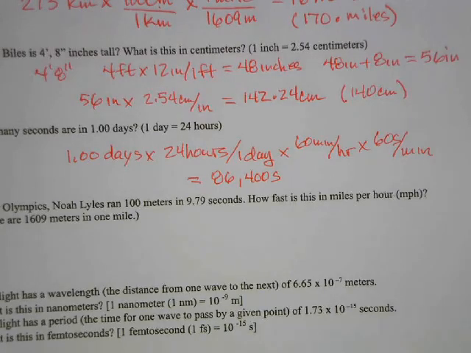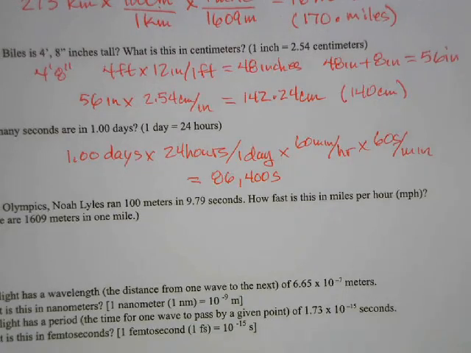All right, also in the Olympics, Noah Lyles won the 100 meters. He ran 100 meters in 9.79 seconds. So the question is, how fast is this in miles per hour? Interestingly, if you actually watch the race, they not only showed how fast it was in miles per hour, but they showed how fast the different runners were running at various stages of the 100 meters.